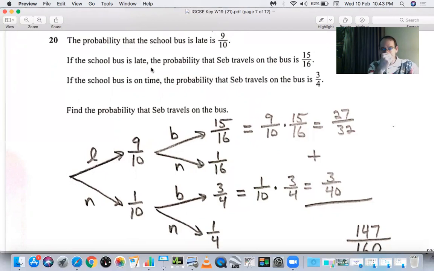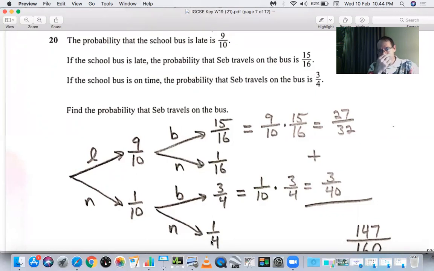Then if the school bus is late, the probability that Seb travels on the bus is 15/16. So if late, then bus or not bus will be 15/16, and then that leaves 1/16 left over to make this tree part add up to 1. And then if not late, if the bus is on time, then the probability that Seb travels on the bus is 3/4. So taking the bus after not being late is 3/4 to 1/4.